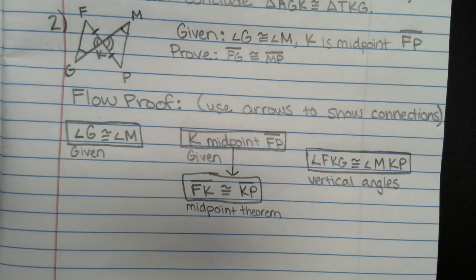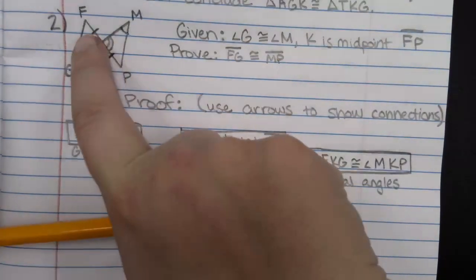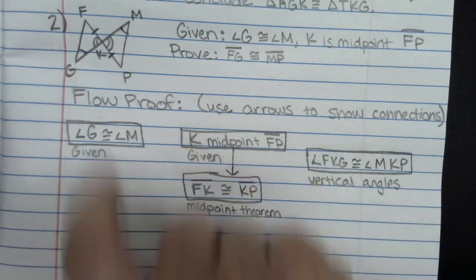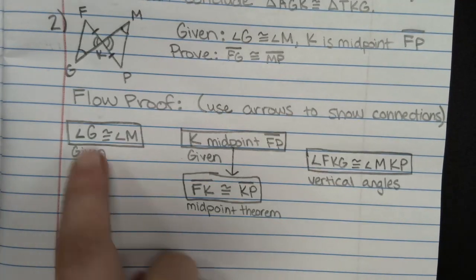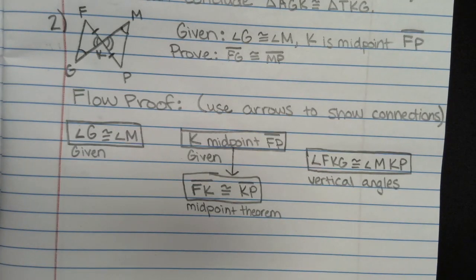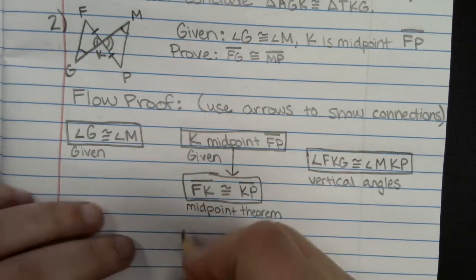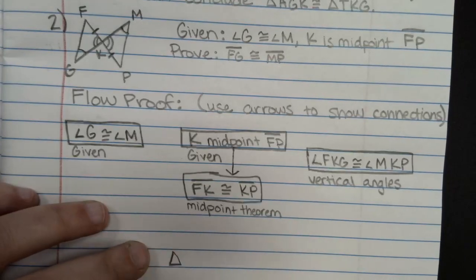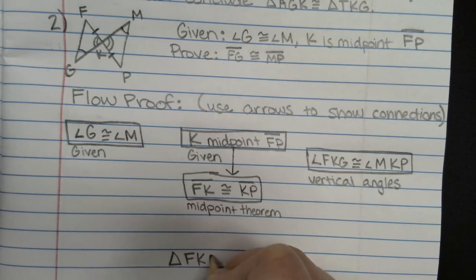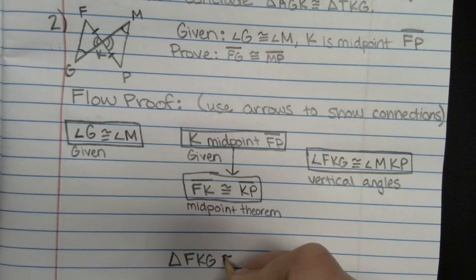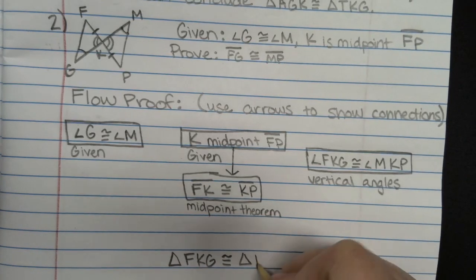All right, now when we look at all three of those parts, do I have enough information to say that these two triangles are congruent? Does it follow the side, side, side, side, angle, angle, or angle, angle, side? Yeah, it's angle, angle, side. So I can say that these triangles are congruent now. So I'm going to say triangle, we said FKG yesterday, is congruent to triangle PKM.